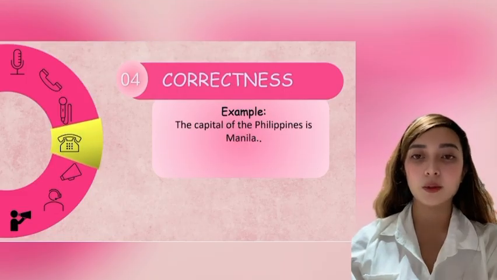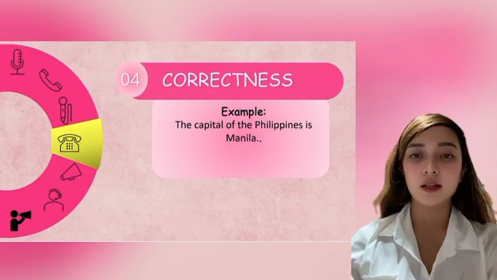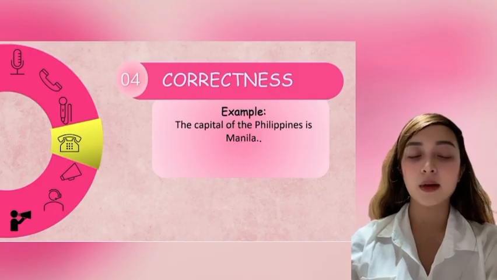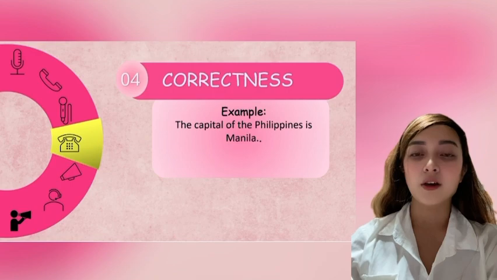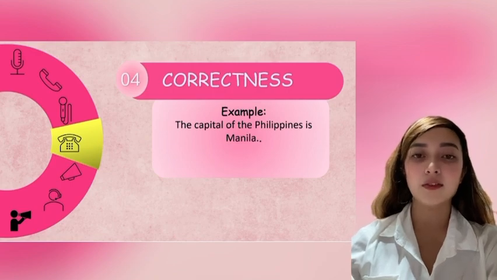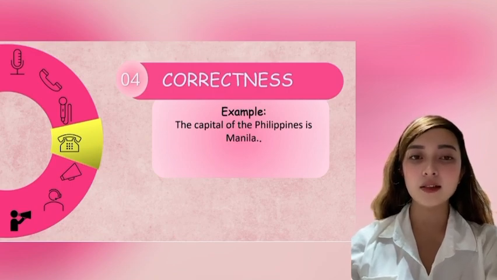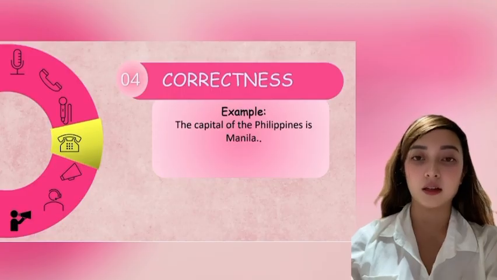The fourth one is correctness. Correctness means using proper grammar, spelling, and correct facts. For example, "The capital of the Philippines is Manila." So this is grammatically correct and factually accurate.